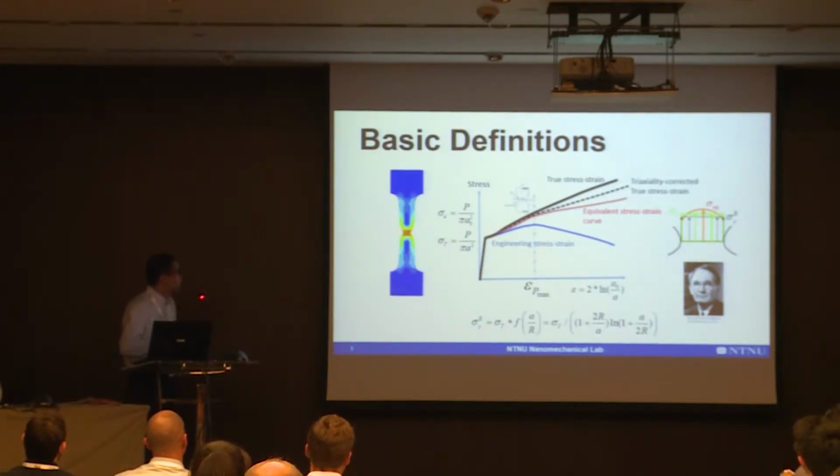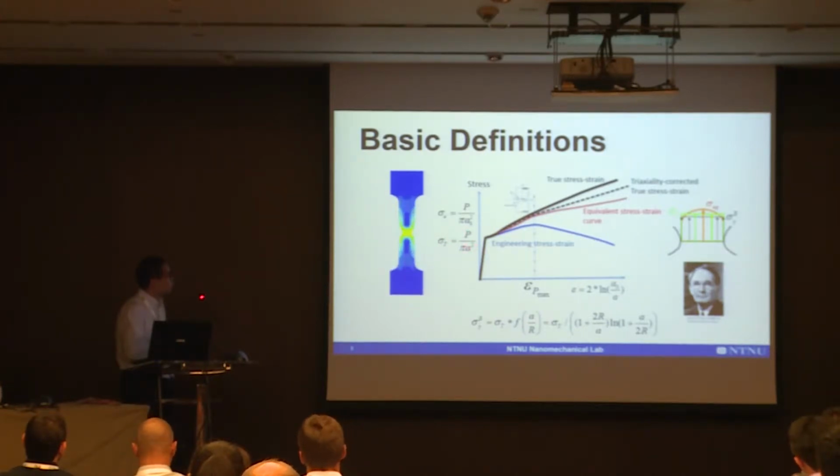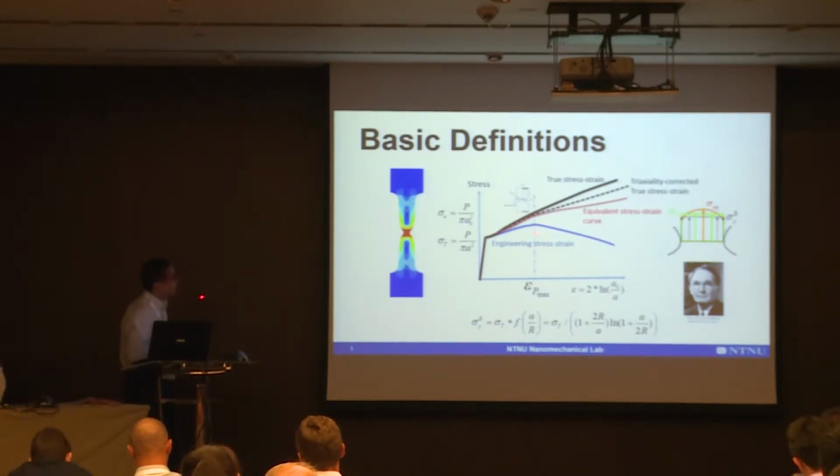For the smooth round bar specimen, the engineering stress is calculated by dividing the load by the initial specimen cross-section area, and the true stress is calculated by dividing load by the current minimum cross-section area. For the engineering stress, it will go up with the increase of strain, and will go down when the diffuse necking happens. While for the true stress strain curve, it will go up with the increase of strain.